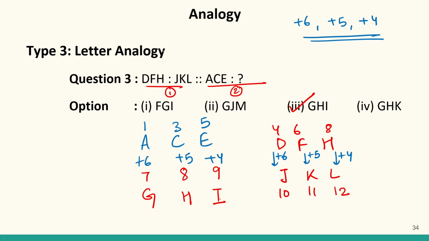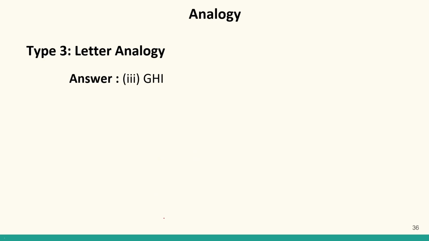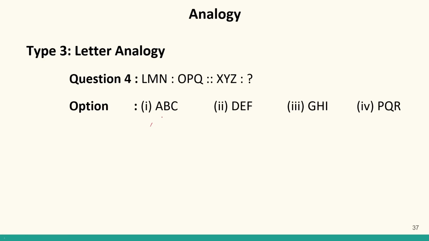So here in these types of letter analogy questions or alphabet analogy questions, the whole concept of forward rank and backward rank is used. So this is very similar to alphanumeric series and even coding decoding. So here you can see very clearly we moved 6 positions forward, 5 positions forward, and then 4 positions forward. We did the same thing for ACE. We moved 6, 5 and 4 positions forward. So our answer was option number 3, GHI.